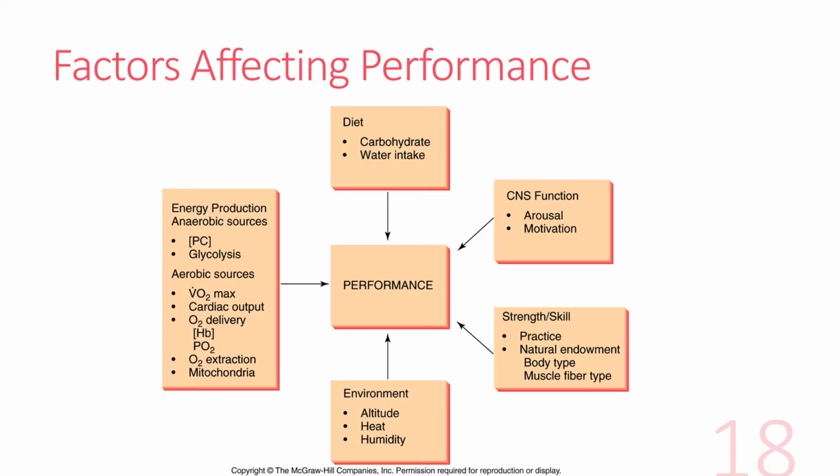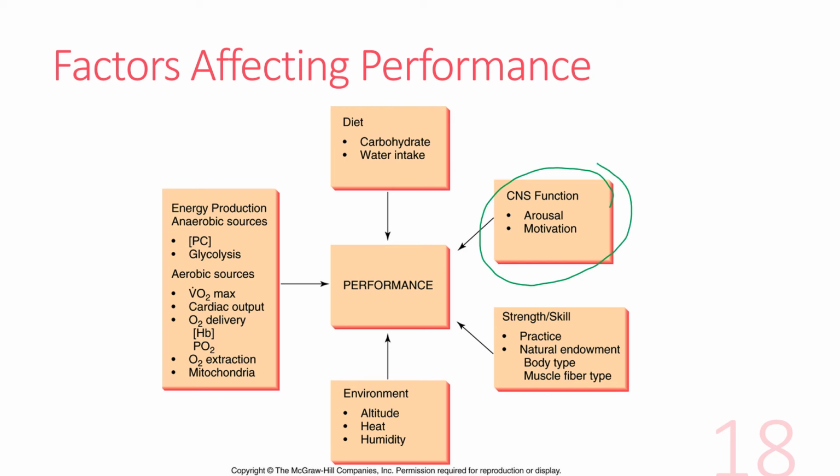Okay. So let's have a look at some of the factors that are going to affect our maximal aerobic performance. Certainly diet, again, as we'd mentioned in our last unit, carbohydrate intake is of great importance to us, and also fluid, so our ability to stay hydrated will be important for us. The nervous system function, so arousal and motivation.